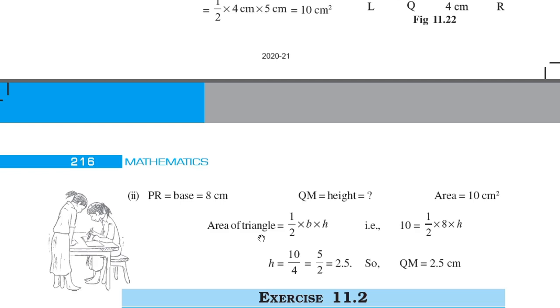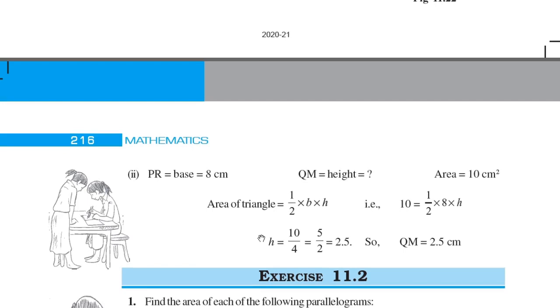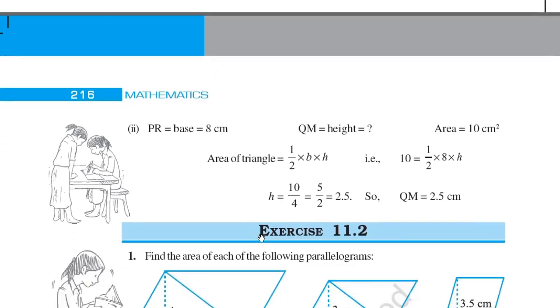Now second, PR is equal to base 8 centimeter, QM is unknown and area is equal to 10 centimeter square. So area of triangle is equal to 1 by 2 B into H. So area is 10, B becomes 8. So 1 by 2 into 8 into H, you have to find H. So it will become 10 by 4 is equal to 5 by 2, that is 2.5. So QM is 2.5 centimeter.